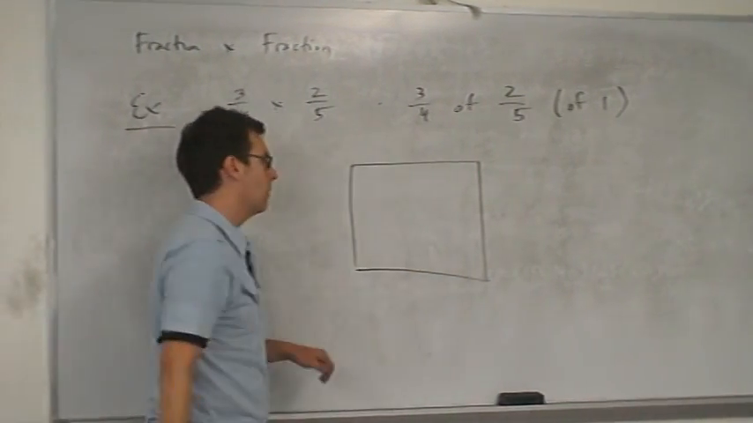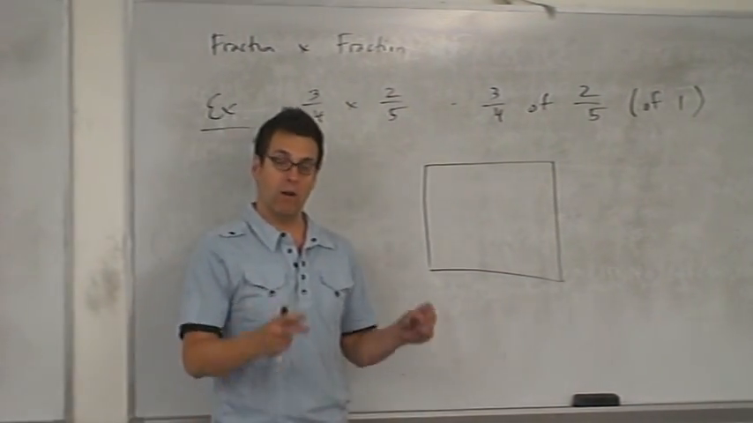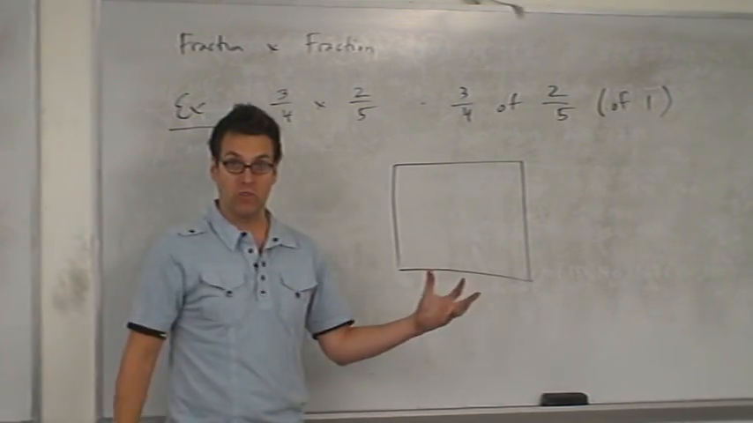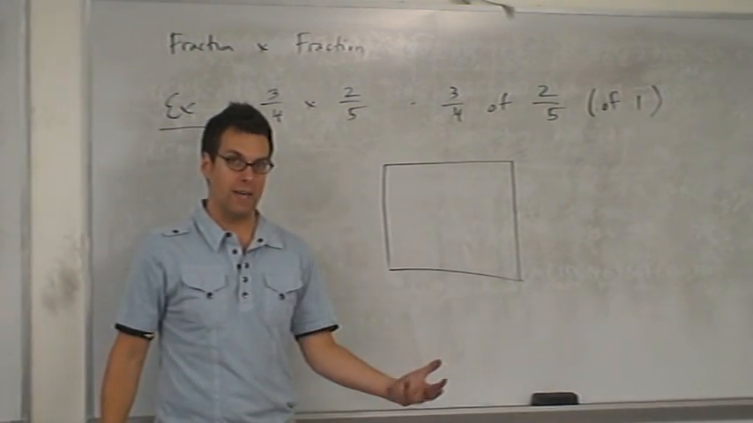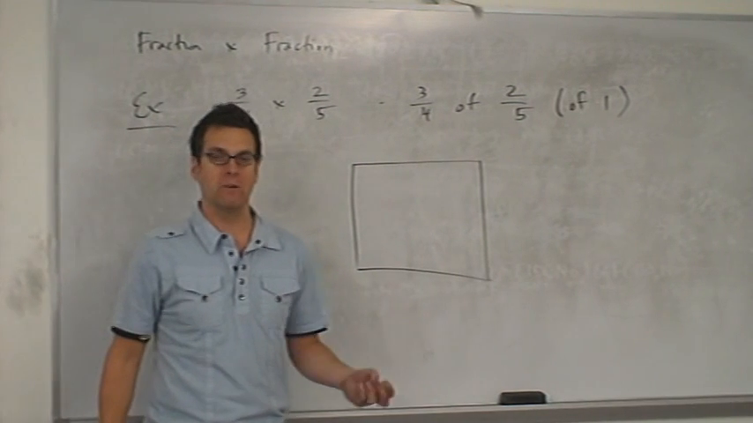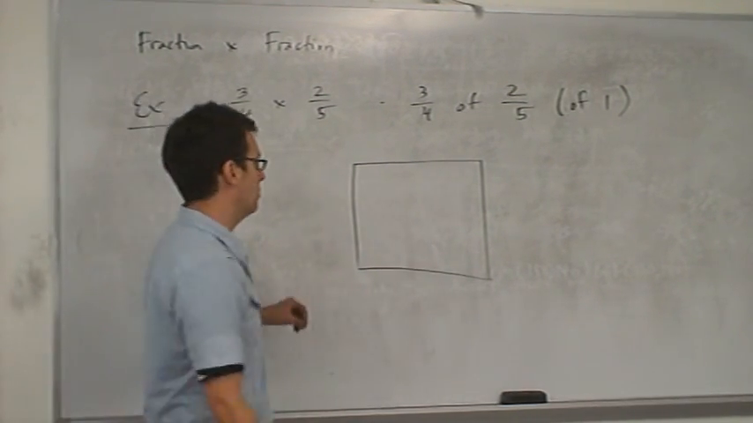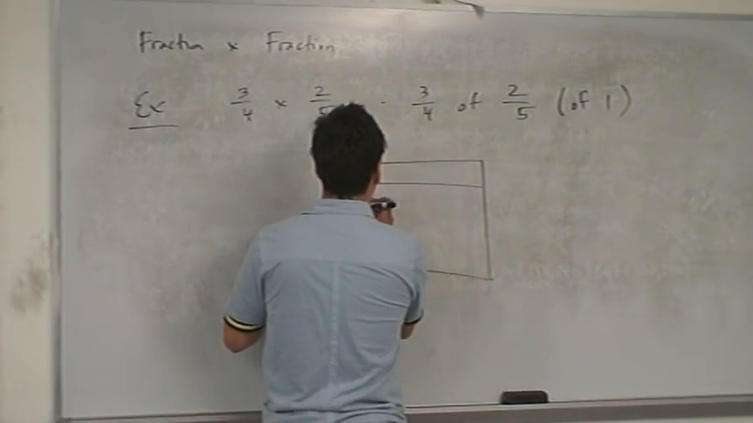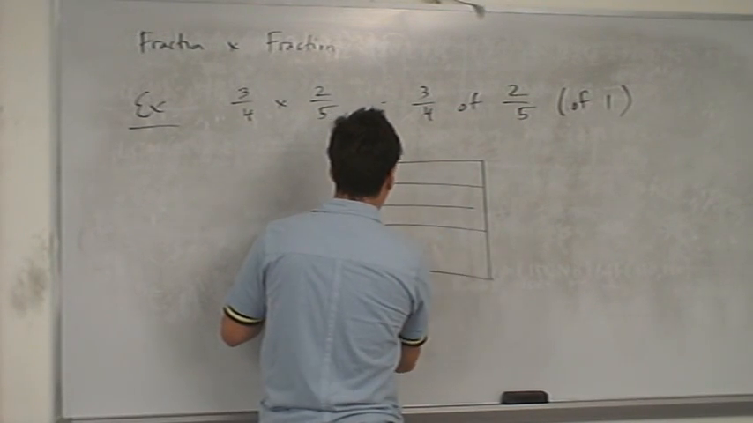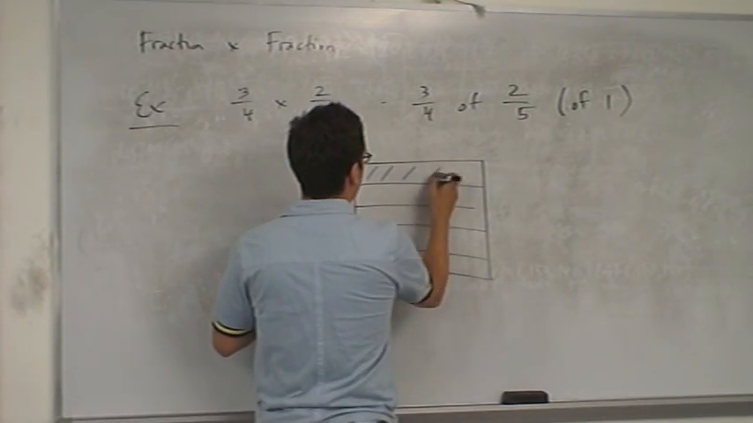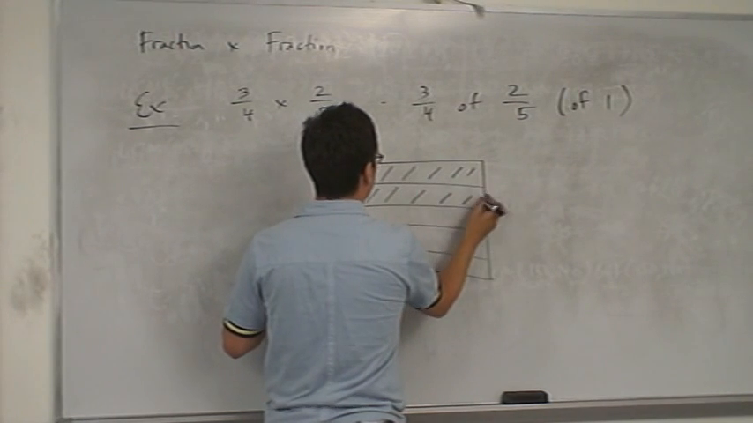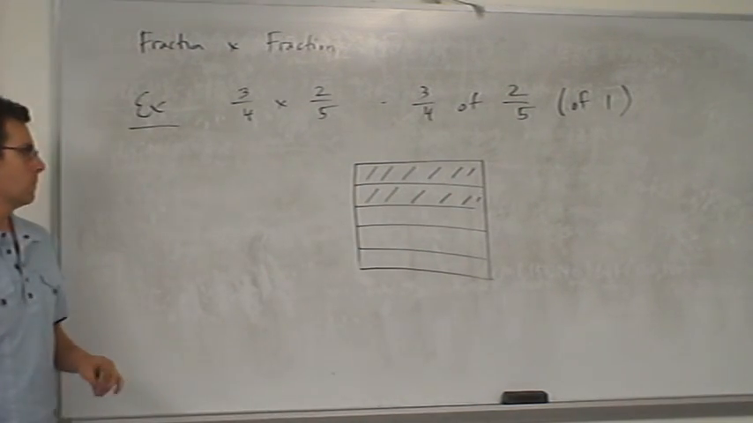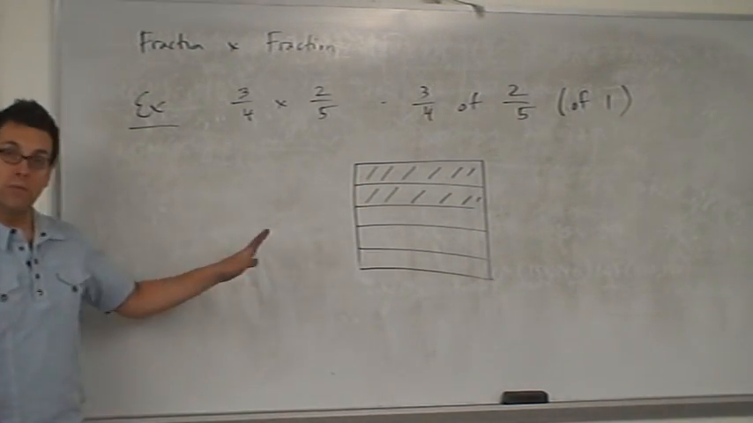2/5 of 1. So now we're back to the situation where the model that we draw, the whole unit is 1 again, and we have to start by representing 2/5 of 1. Again, we can do this simply by dividing our whole unit into 5 pieces of equal size and shading 2 of them. Okay, so this is 2/5.